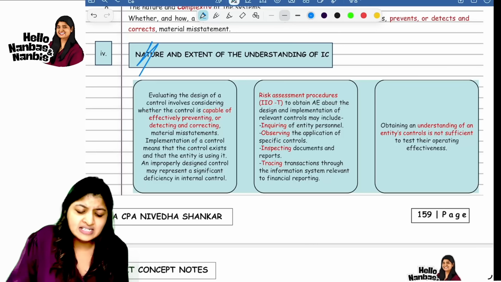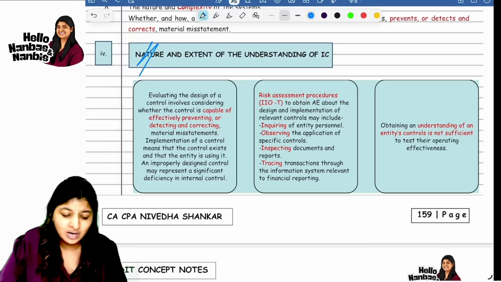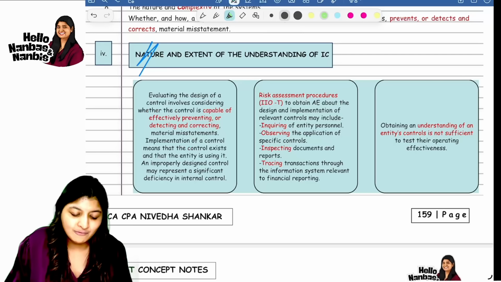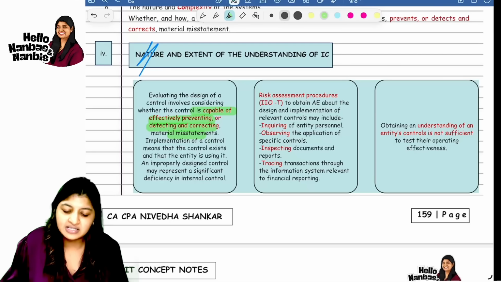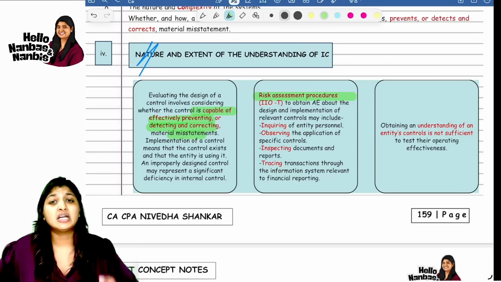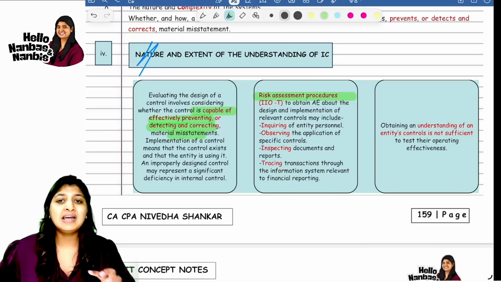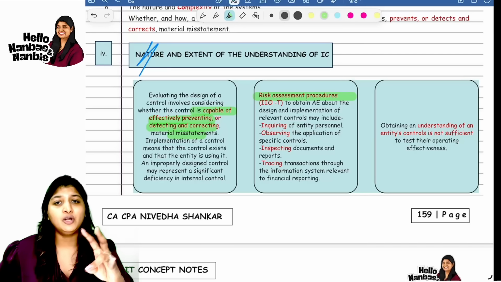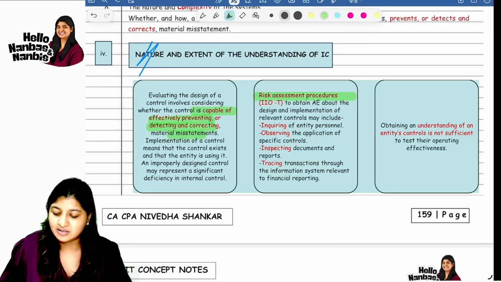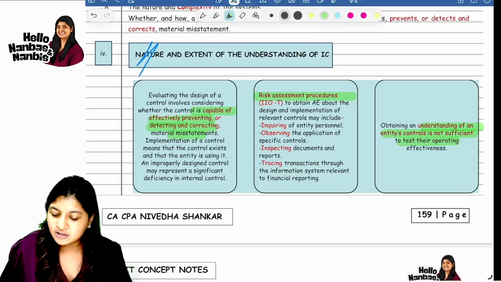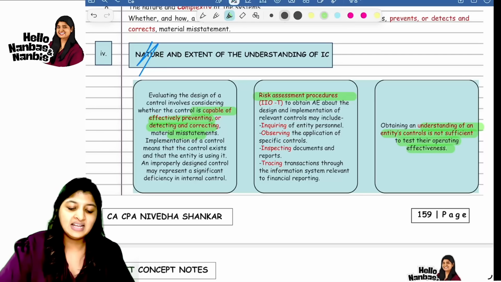The last question, that is nature and extent of understanding of internal control. Evaluating the design of control involves considering whether control is capable of effectively preventing, detecting and correcting a misstatement. Risk assessment procedure, IIOT, you will remember. IIO is inspection, inquiry, observation. T is for tracing the transaction through the information system. Obtaining an understanding of entities' control is not sufficient to test their operating effectiveness.